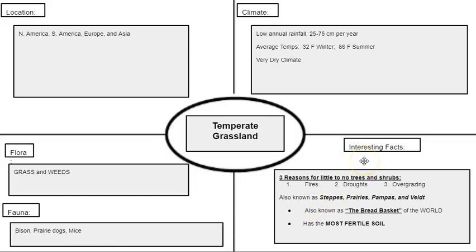Lastly, we have our interesting facts. Remember, the most important thing is those three reasons for no trees that we talked about. You have fire, droughts, and overgrazing. We also have that this biome is known as the breadbasket of the world, and it's going to have the most fertile soil. So I want you guys to take a few minutes, make sure that you get all of this down, refer back to the video if you think you need to add anything from what I have said, and then you can move on to your next video.